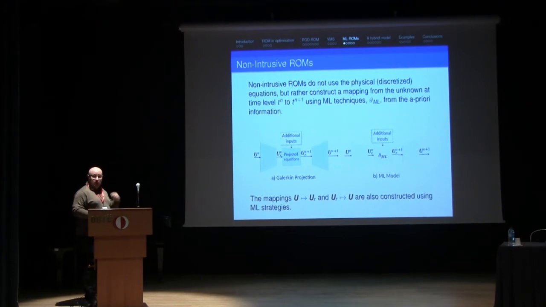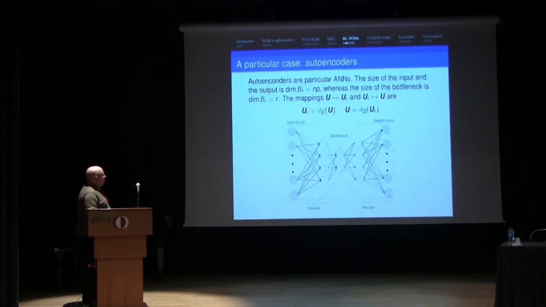techniques, for example, an artificial neural network, and that projection from the full order space to the reduced order space, and also the inverse operation, are also constructed using machine learning strategies. Let me show a particular example, very popular nowadays, of how to construct this projection from the full order model solution to the reduced order model, and also from the reduced order model solution to the full order one. Those are the so-called autoencoders.